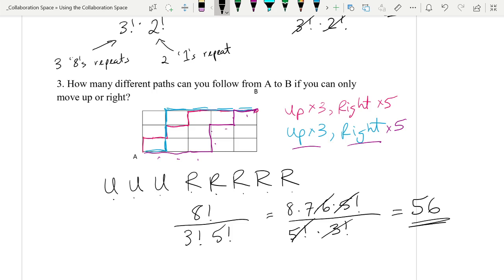What if you just went, well, if I just went right, I'll never get to point B. And once again, counting the path, 1, 2, 3, 4, 5 right, 1, 2, 3 up. No matter how I slice it, that's how many moves I got to make. And that would be one of the arrangements of those letters.